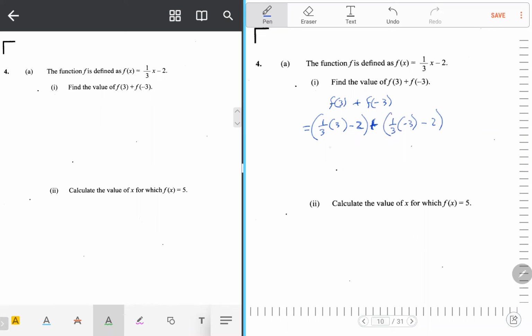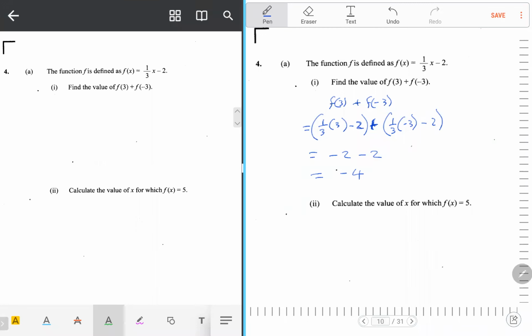All right, so basically this is going to eliminate this, because it's going to give me 1 and it's going to give me -1, so those two eliminate each other. And so my final answer is -2 and -2, which is -4. So the answer there will be -4.